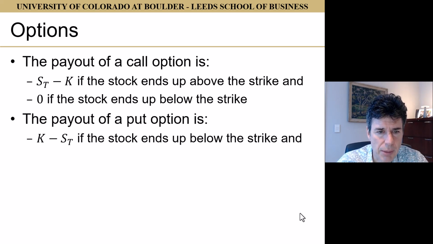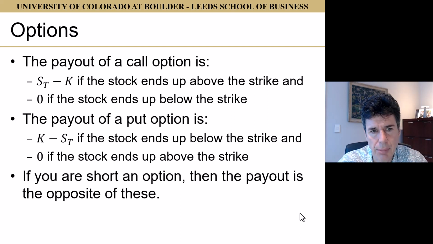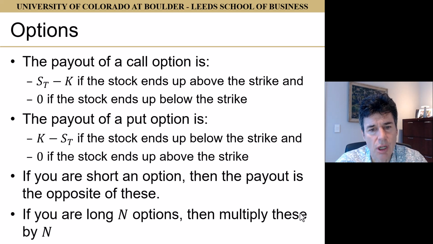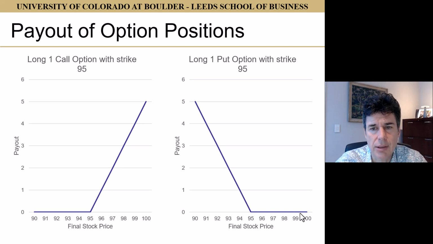The payout of a put option is the strike minus the final stock price if the stock ends up below the strike, and 0 if the stock ends up above the strike. If you're short an option, the payout's the opposite of these. If you're long n options, then multiply these answers by n. And we have our standard payout diagrams for a call option and a put option. Here I've got final stock prices from 90 to 100, and the strike of each option is 95.